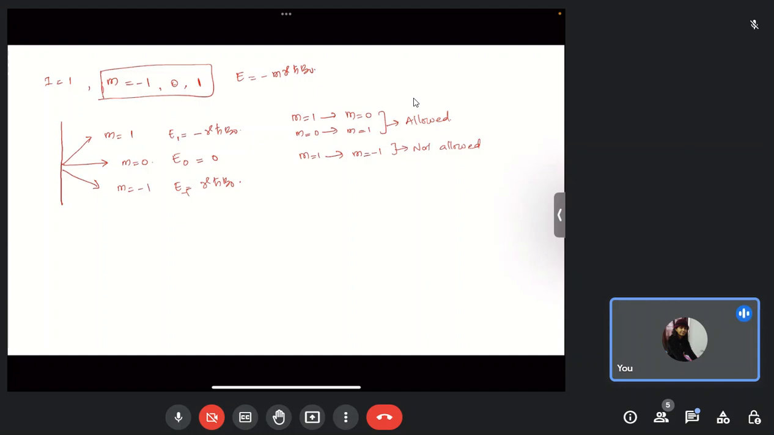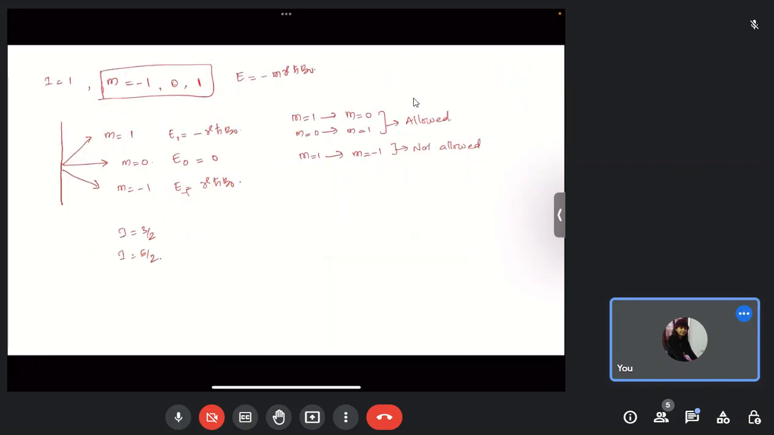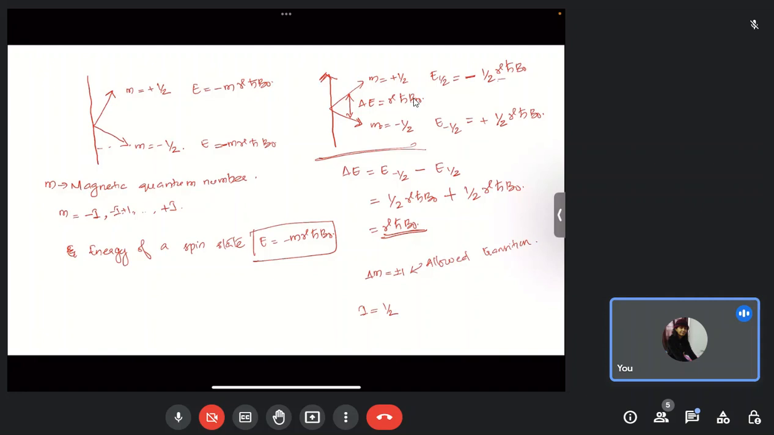So we can make similar diagrams for spin I is equal to 3 by 2 or I is equal to 5 by 2, things like that, and it will become more complicated. In general, we deal with spin half systems, where the angular momentum quantum number is 1 by 2. So in general, we follow such nuclei.